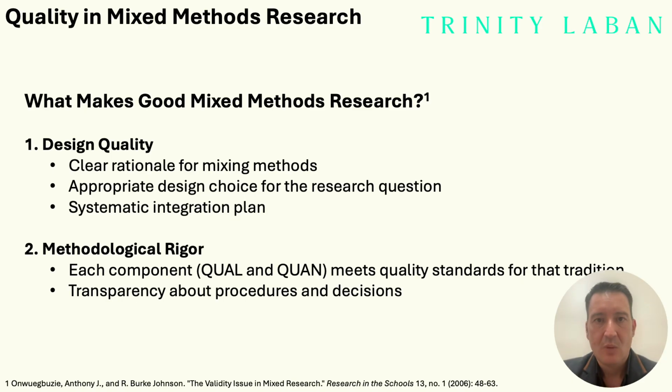So, whether you're doing mixed methods or evaluating mixed methods research, there are probably 4 things to look out for in terms of what might define quality. The first is about the coherence of the research design. Did it have a clear rationale for mixing the methods? Is it clearly explained why it was necessary? So you need an appropriate design choice for the research question. The design should follow logically from what you're trying to find out.